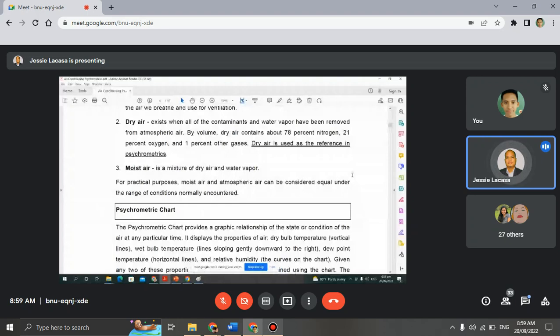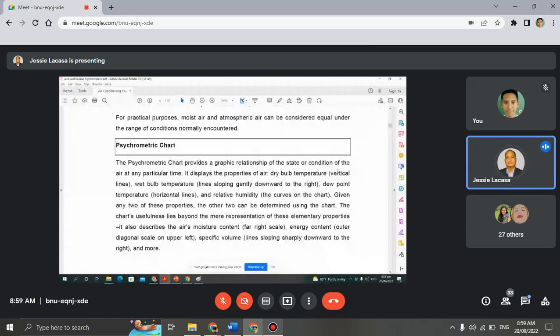Then for the psychrometric chart. The psychrometric chart provides a graphic relationship of the state or condition of the air at any particular time. It displays the properties of air: dry bulb temperature, wet bulb temperature, dew point temperature, and the RH. So here we can see its psychrometric properties.